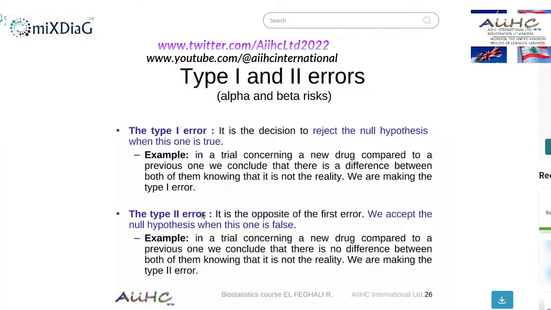Type 2 error is the opposite. When you accept the null hypothesis, when you say there's no difference, and there's a difference between them.